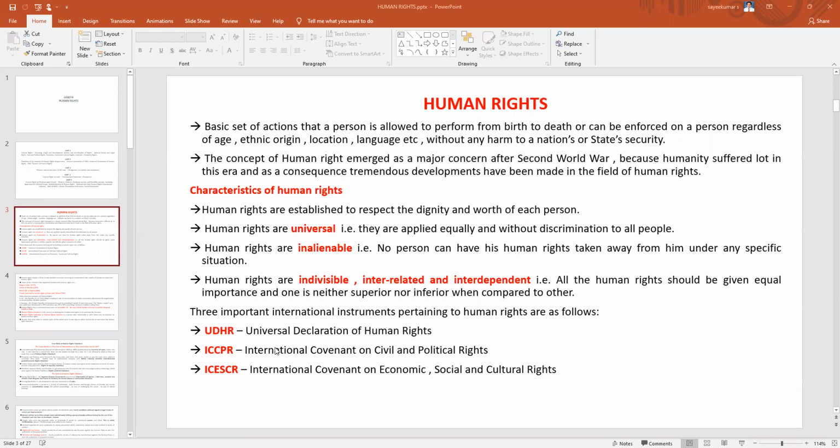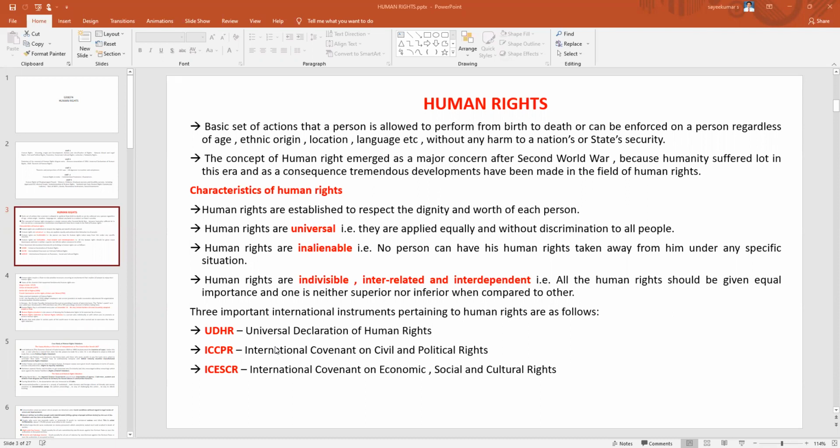The concept of human rights emerged as a major concern after the Second World War because humanity suffered a lot in this era purely because of Nazi Germany and several power thirsty people who wanted to become the superpower. As a consequence, the United Nations was developed.